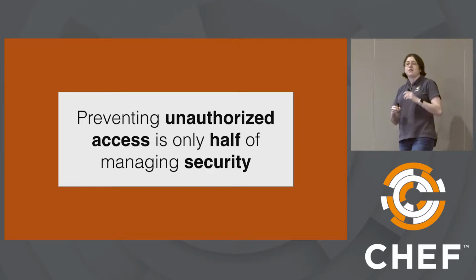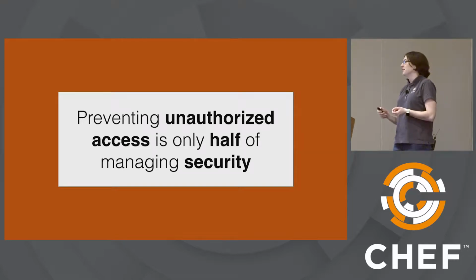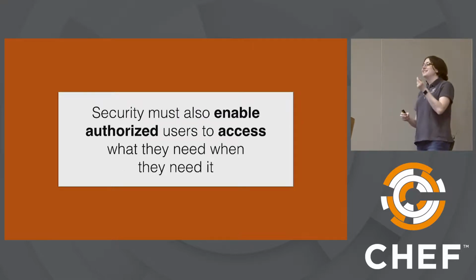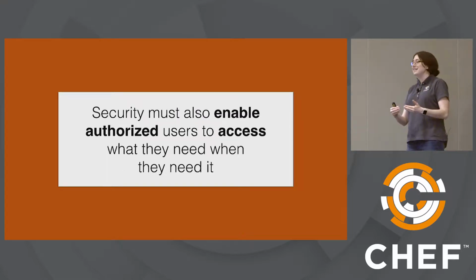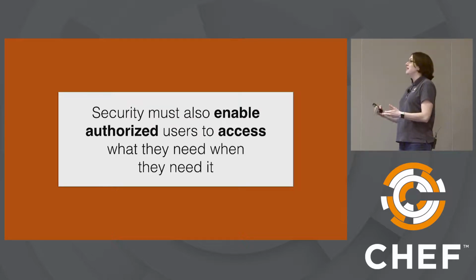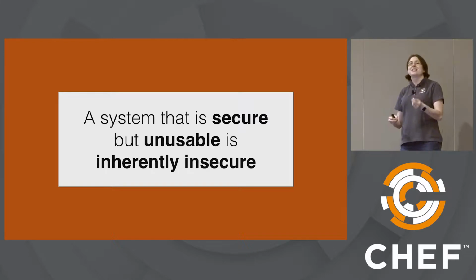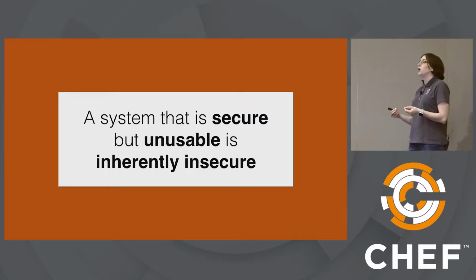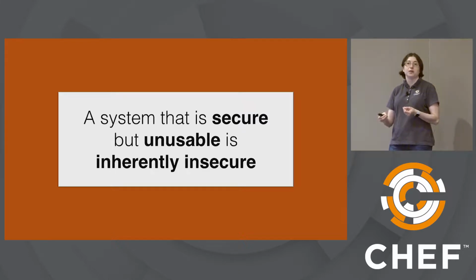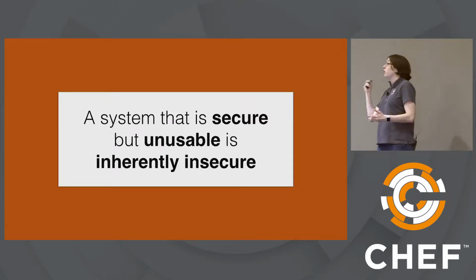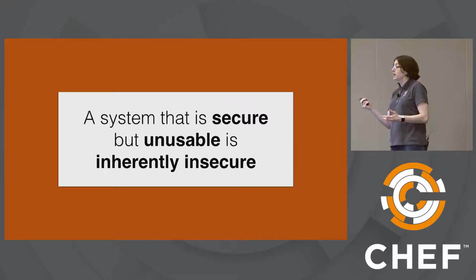So this is because preventing unauthorized access is only half of any kind of security management. The other half is enabling authorized entities to access what they need when they need it. A way I like to put it is a system that is secure but unusable is inherently insecure. This is because people still need to get work done. People will go around it if it's not usable for them.